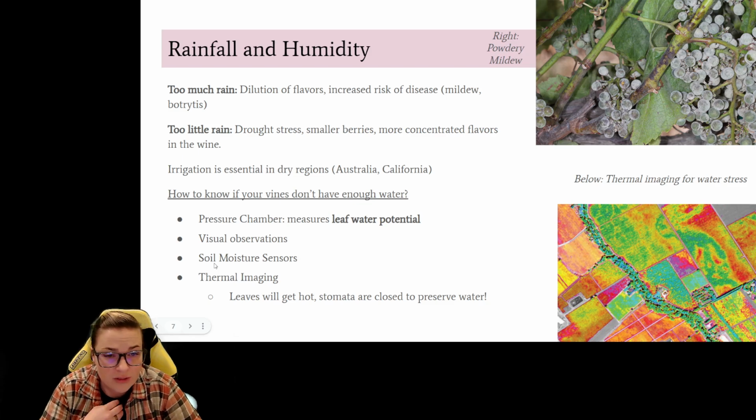Soil moisture sensors are fantastic. You just have a sensor in your soil and it tells you how moist it is, and then you can go based off of that as well. There's also thermal imaging like we just talked about right here. So leaves will get hot if they are too stressed out.